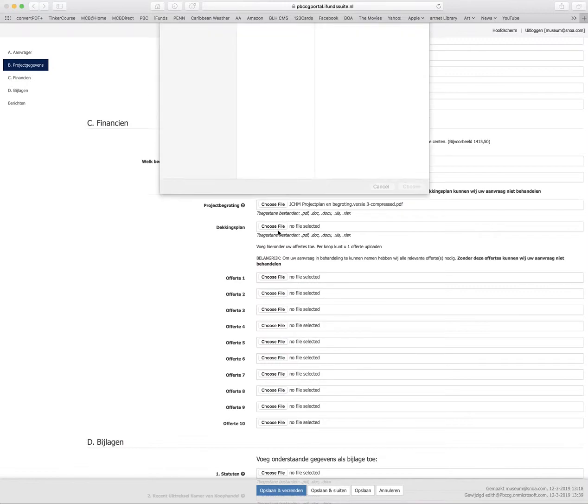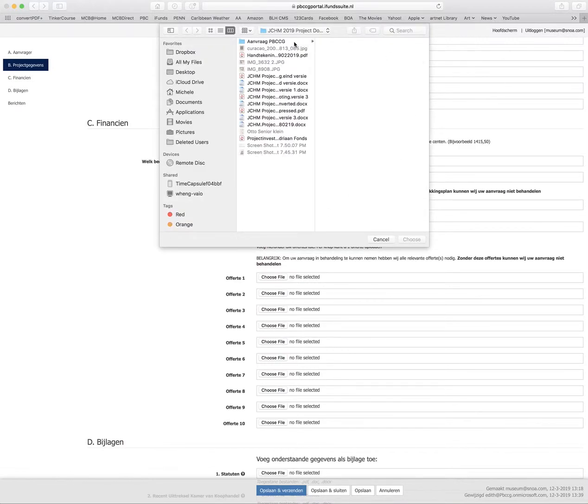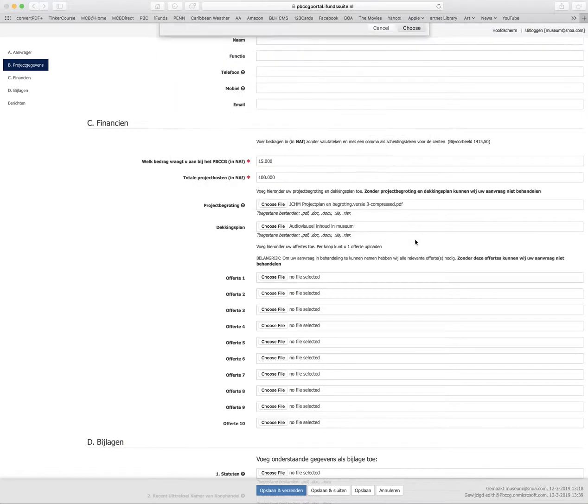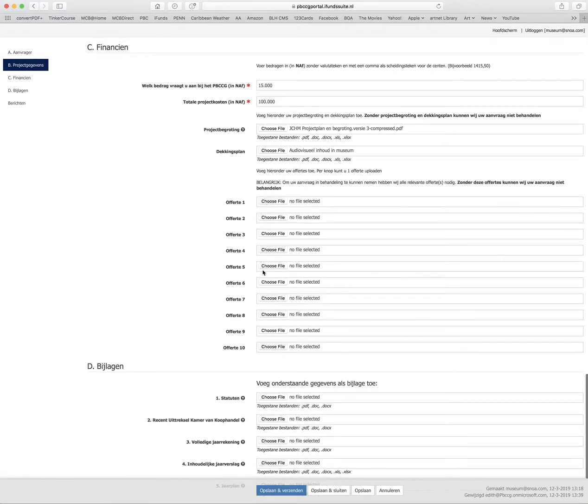If I need a dekkingsplan, I'm going to choose that right then. Oh, there it is. The dekkingsplan is going to be right here. So I'm going to add that to it as well. And then I'm going to put in all the offertas that come up to at least that 15,000 or that amount that you are requesting.